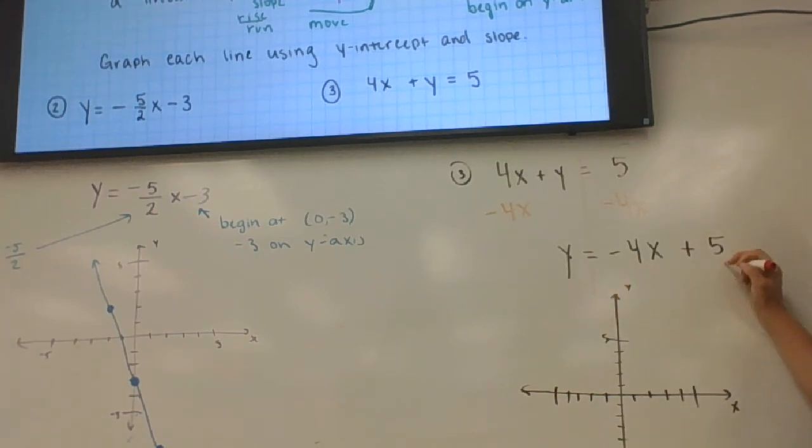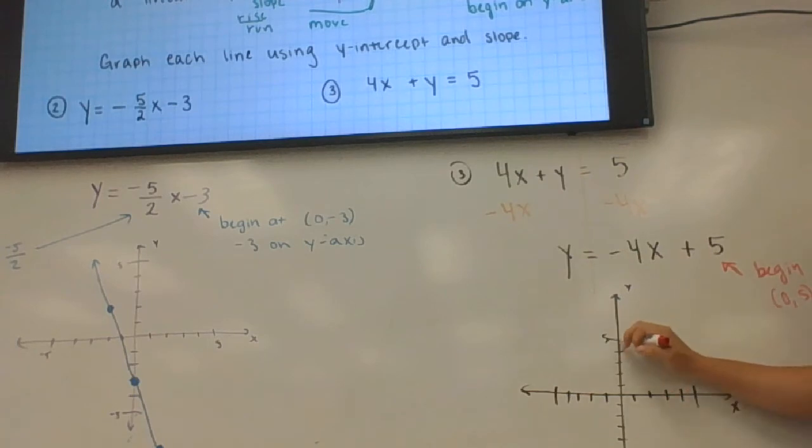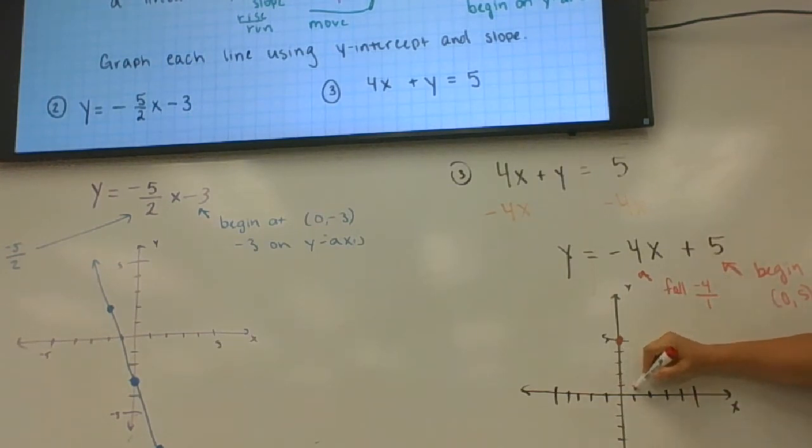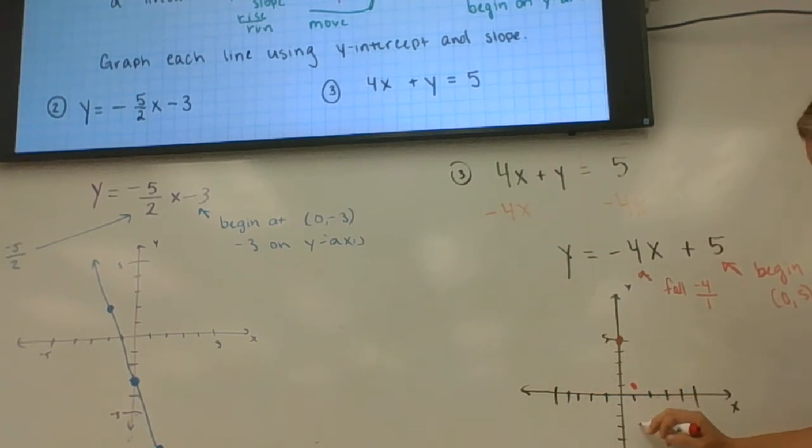So I'll begin at 5 on the y-axis, and then I'm going to count fall over run, another negative 1. I'm going to go down 4, right 1. I'll do it again, down 4, right 1.